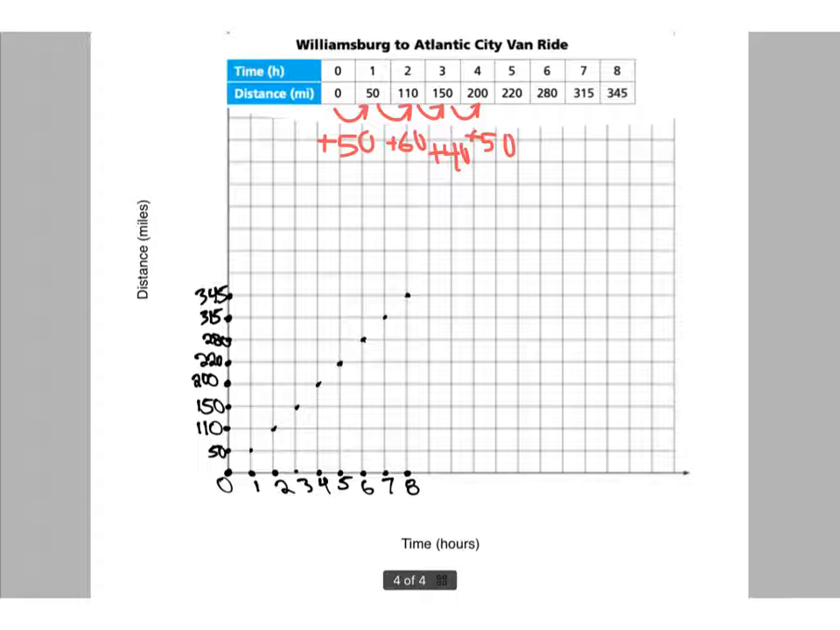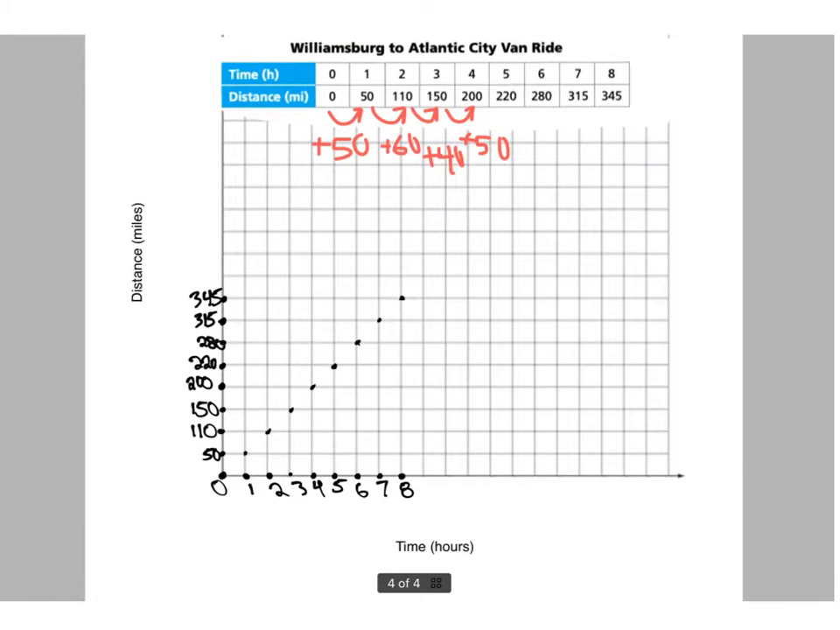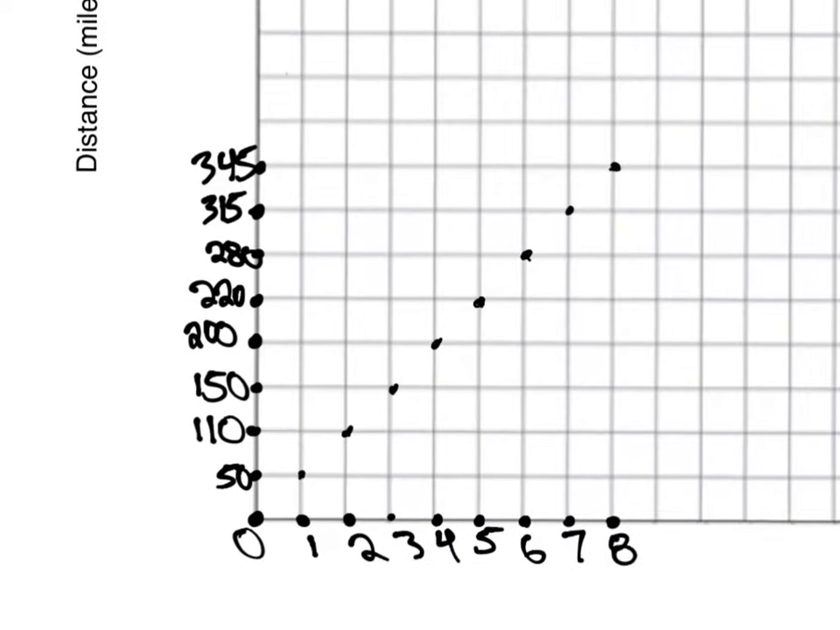and they really weren't. So when we look at this y-axis, we can see that this first box counts by 50, and then this counts by 60, and then they're counting by 50 again. They're not skip counting. They keep changing the scale, and that's not okay.